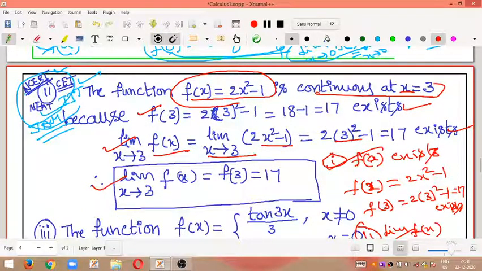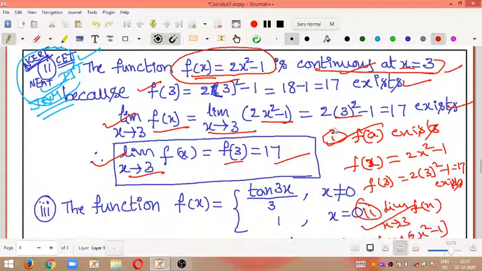So automatically the third condition: the limit as x tends to 3 of f of x is equal to f of a, that means f of 3, that is equal to 17. Therefore, the function f of x is said to be continuous at this point. Like this way, we want to check by the mathematical definition.